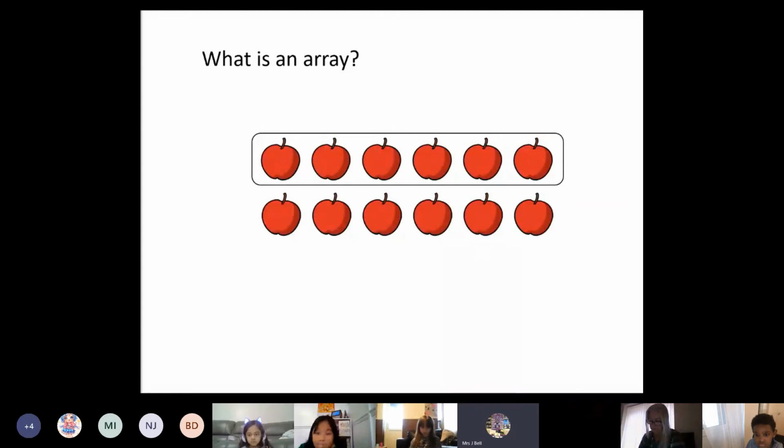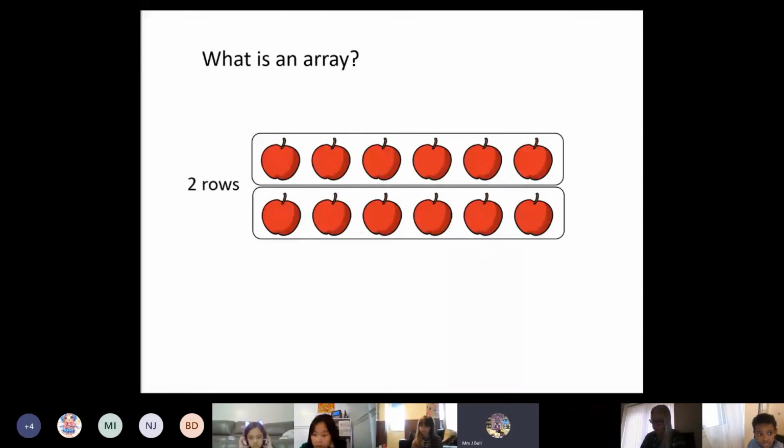So that's the first row of 6 and the second row of 6. 2 rows of 6 altogether totals what? What is the total? 12. Well done, Jogi. So this can be represented using repeated addition. We've got 6 add 6, which totals 12. And we can also say 2 multiplied by 6 totals 12.